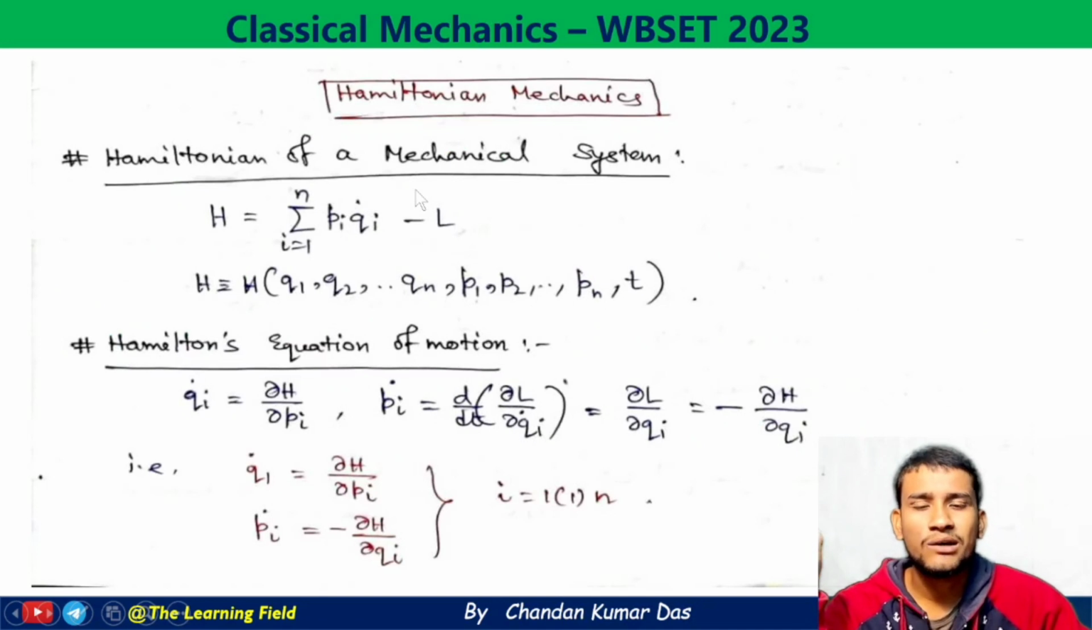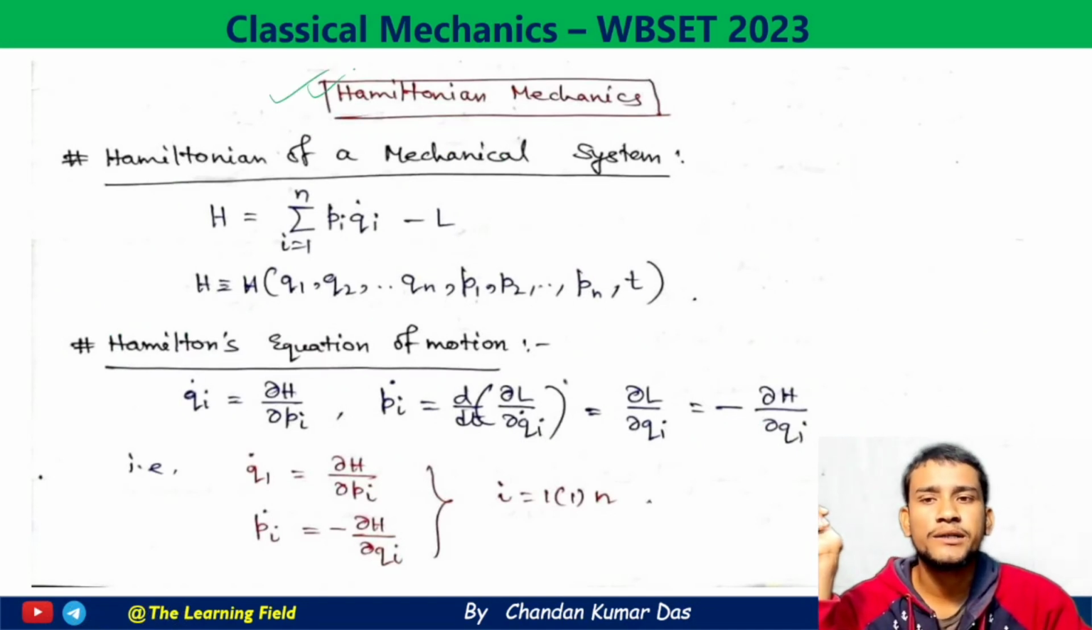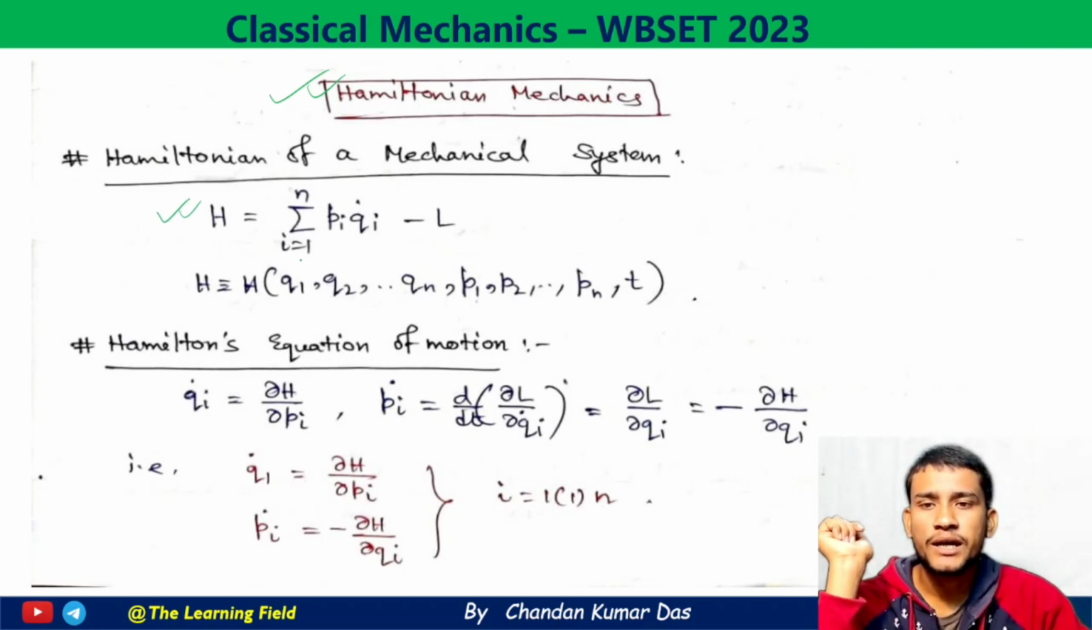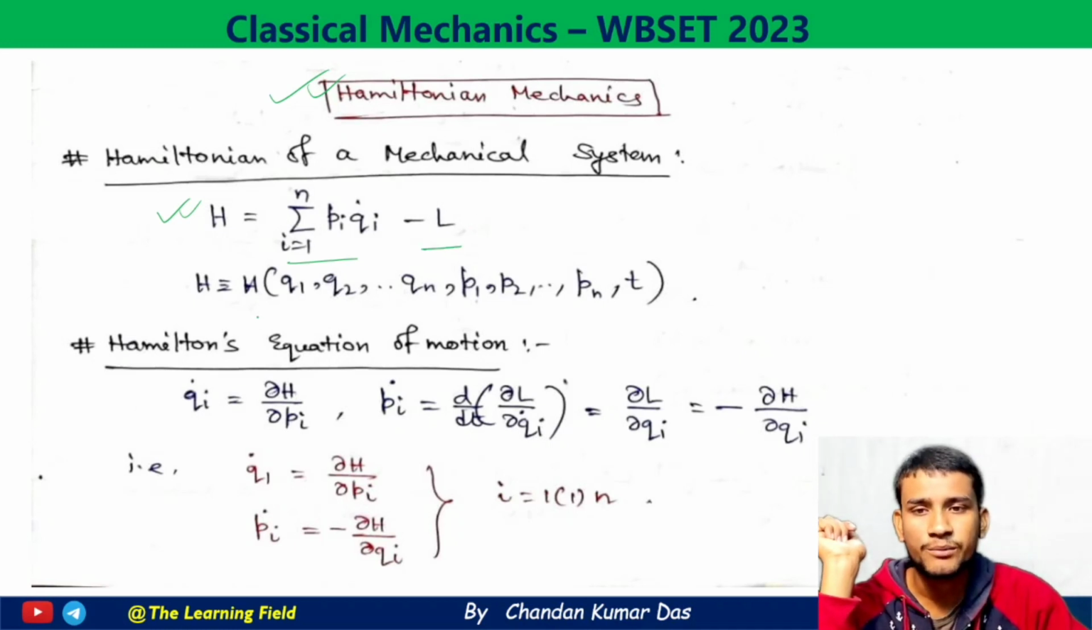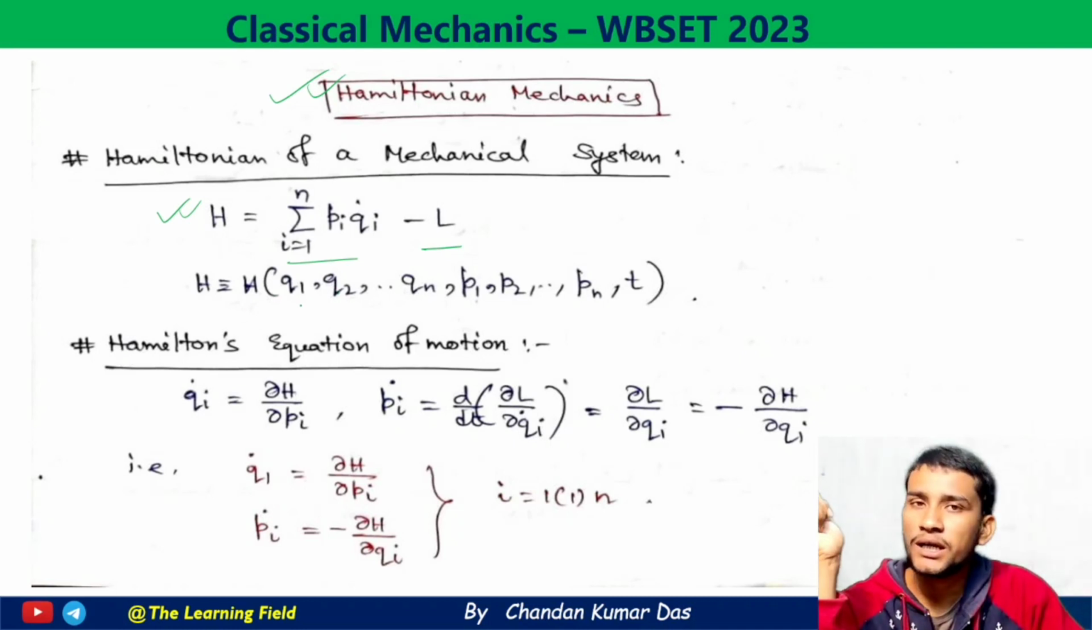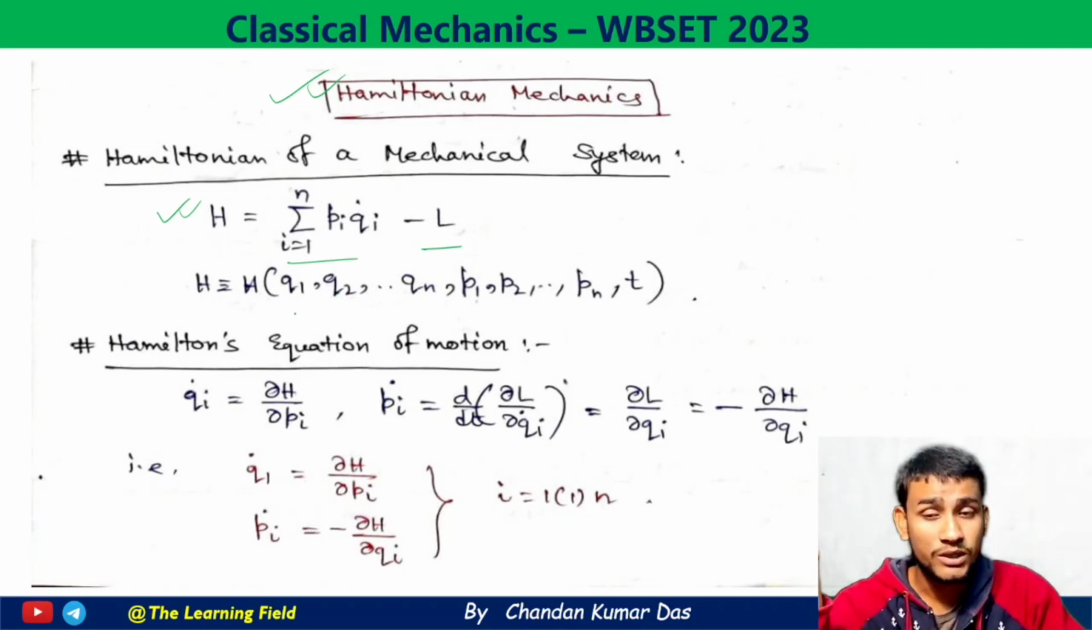Now we come to Hamiltonian mechanics and the Hamiltonian of a mechanical system. The Hamiltonian H equals the summation from i equal to 1 to n of pi qi dot minus L, where L is the Lagrangian of the system. That means if we know the Lagrangian of the system, then we can calculate the Hamiltonian of the system also.